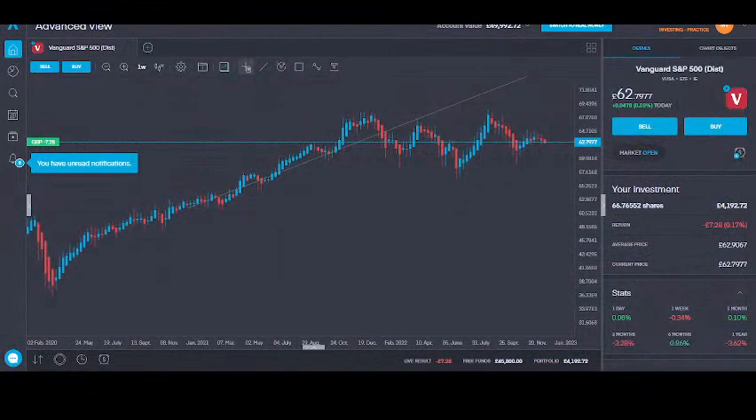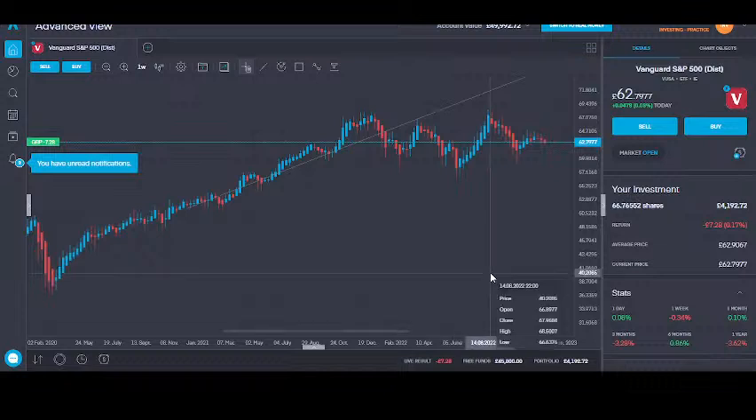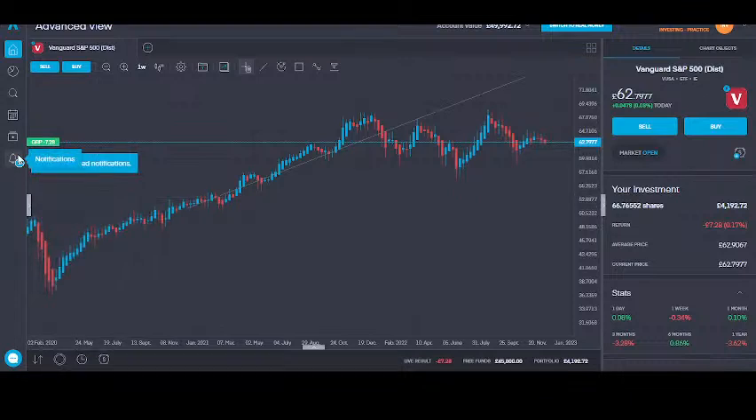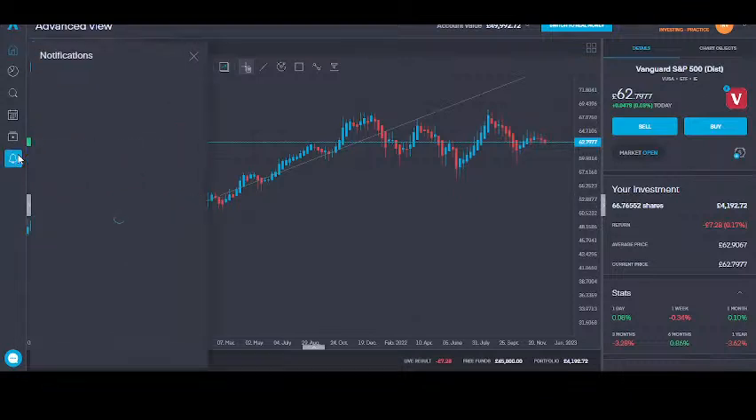Good morning, guys. It is 9:36 on Monday, the 5th of December 2022, and we're here to do our weekly investment using the Trading 212 practice account. I just noticed that there are a couple of unread notifications here. I don't genuinely know what those are, so let's just check that out before we go any further.